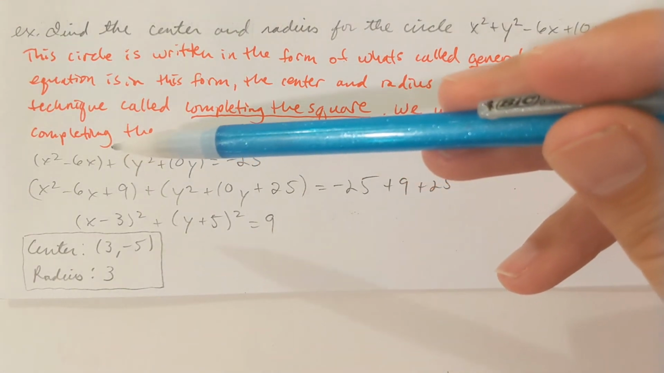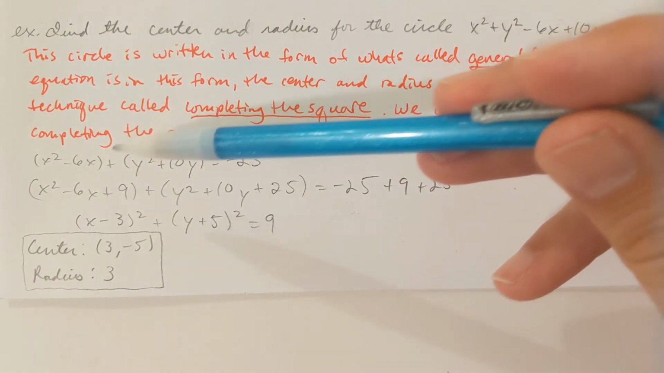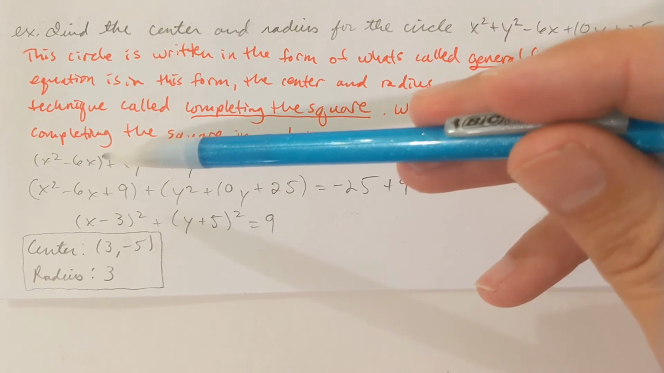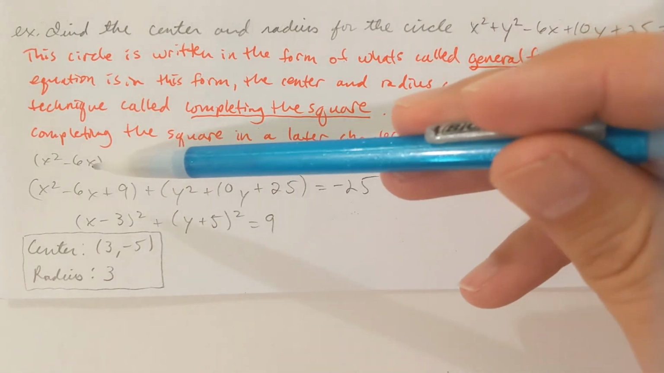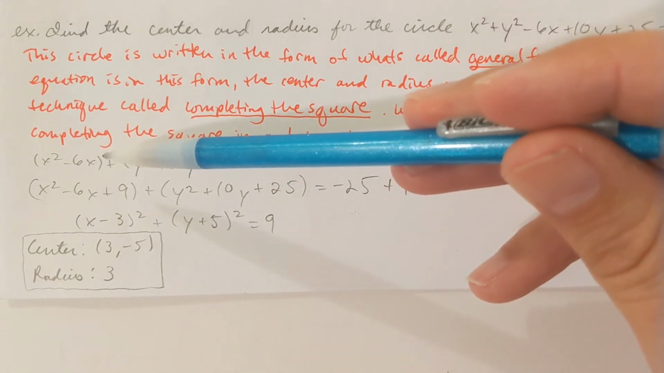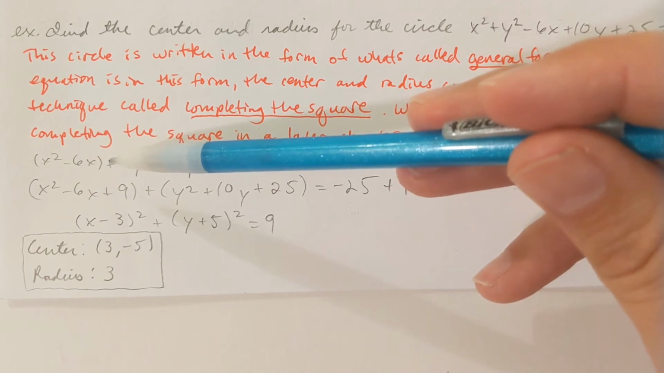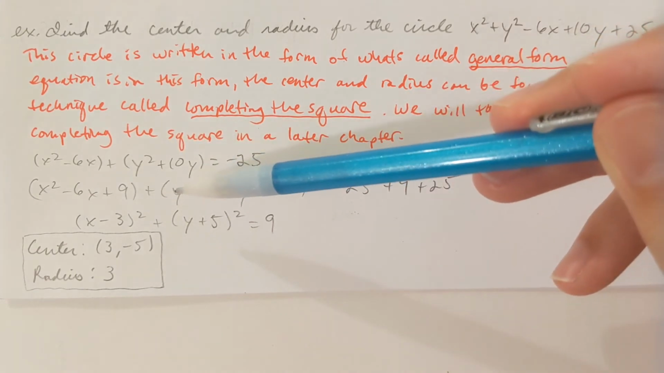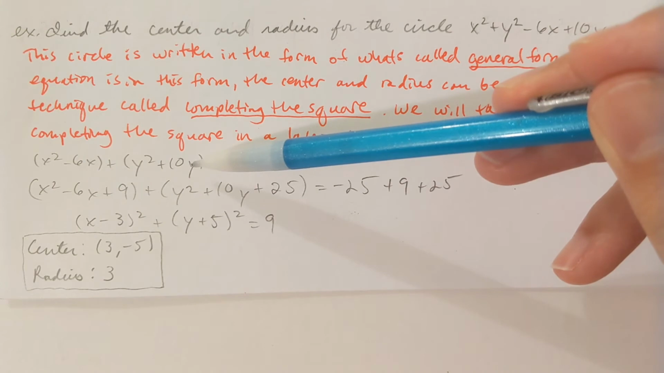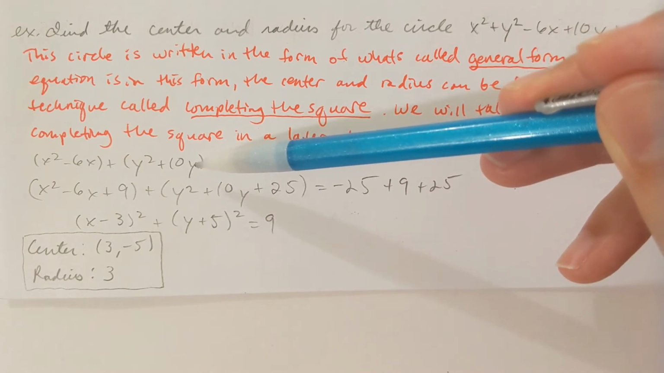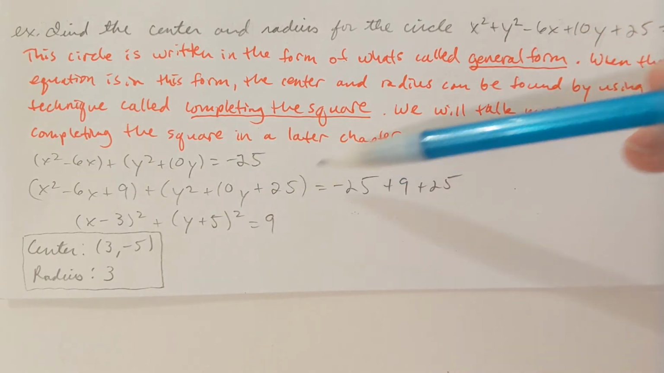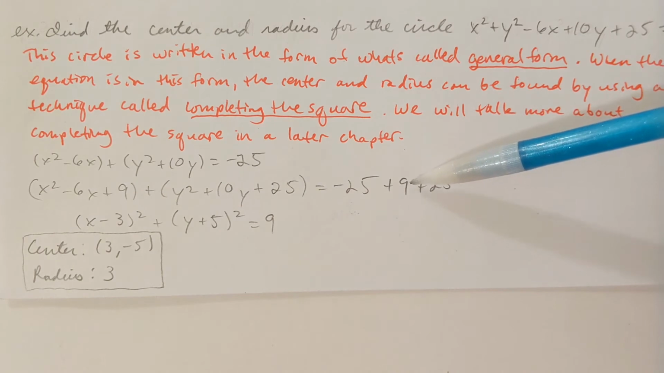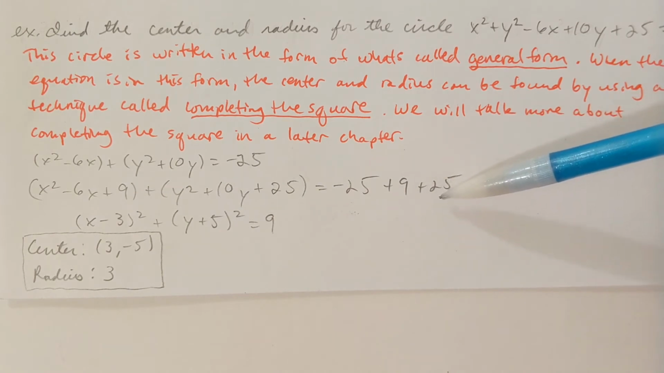For the x's, you're going to want half of the number in front of x. So half of -6 is -3, and you want to square -3 to get 9. Half of 10 is 5, and 5 squared is 25. So ultimately, I want to add 9 and 25 to both sides of this equation.